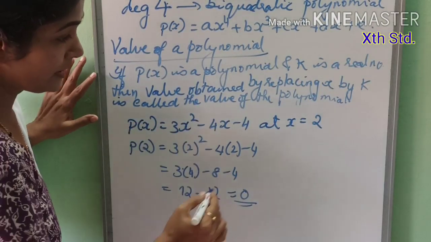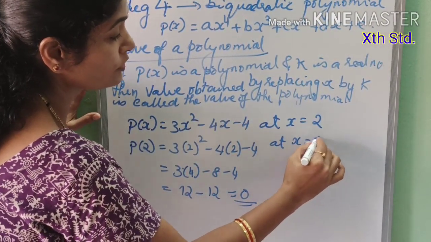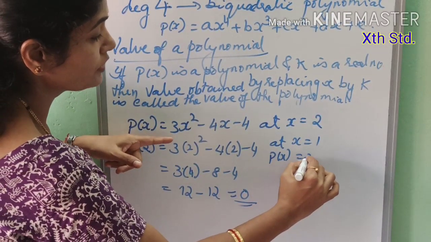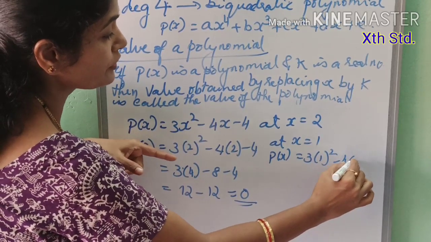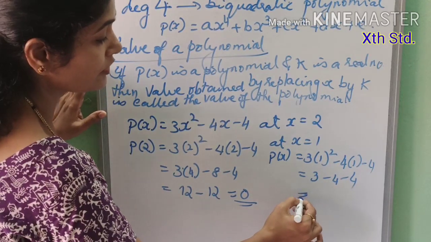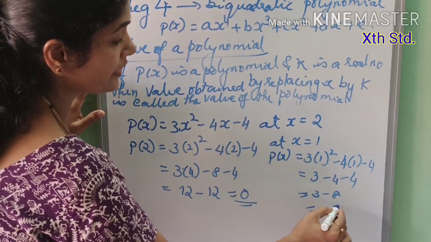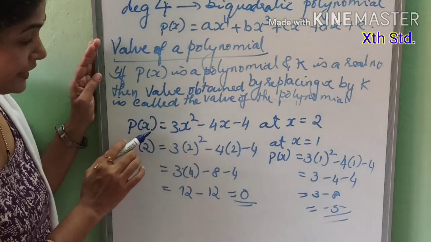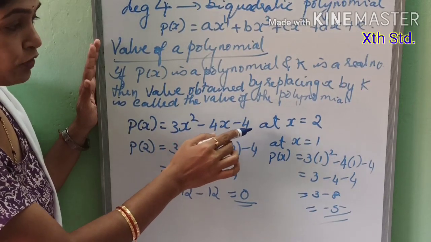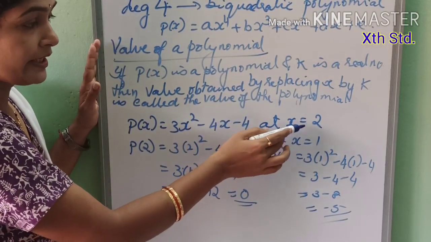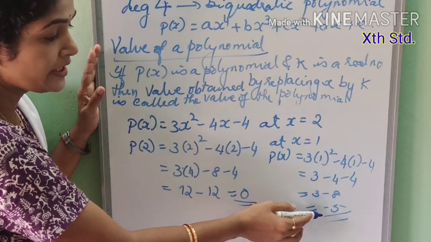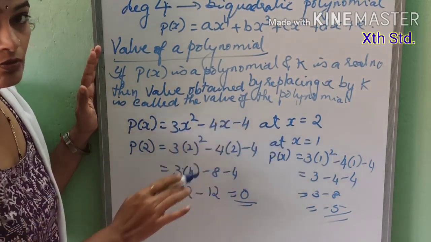Now the same polynomial, if I consider at x is equal to 1, what value will I get? P of 1 is equal to 3 into 1 square minus 4 into 1 minus 4. That is 3 minus 4 minus 4, right? So 3 minus 8, that is minus 5. Followed? The value of a given polynomial, that is 3x square minus 4x minus 4, depends upon what x is. At x is equal to 2, it is 0. At x is equal to 1, it is minus 5. This minus 5 is the value of the polynomial at x is equal to 1.